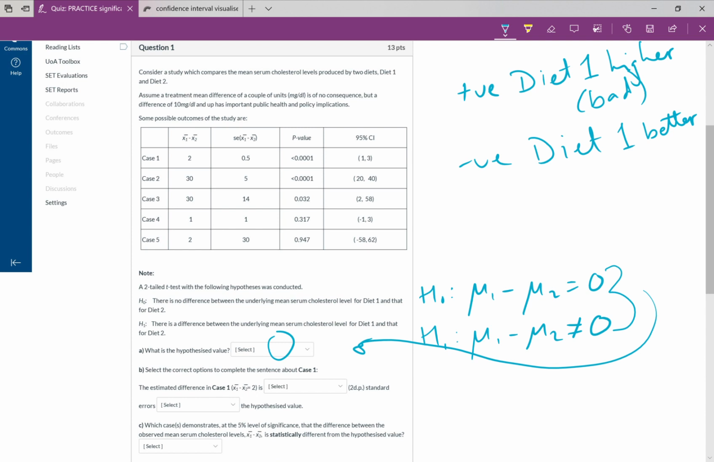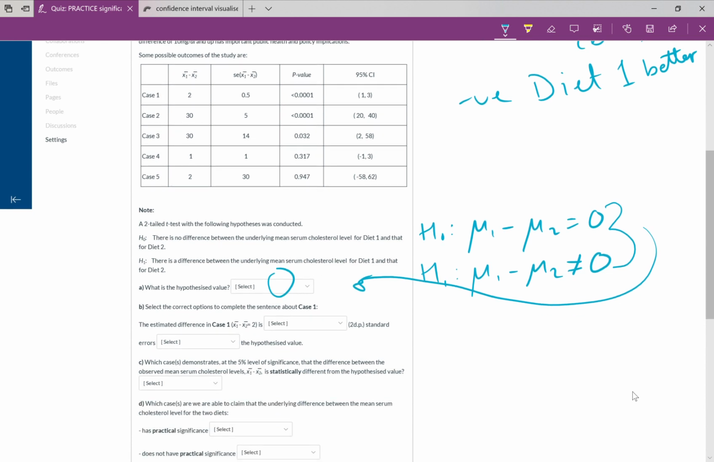B, we're having to complete a sentence. The estimated difference in case 1 is some number of standard errors above or below the hypothesized value. Well, how on earth can we work that out? Well, we could do a little calculation, but that might get tricky. We actually know what calculation we have to do, and that's that we need to calculate the test statistic. The reason we need to calculate that is if you look in your glossary, in your blue pages under test statistic, the test statistic T0 specifically calculates how many standard errors above or below the hypothesized value the estimate is.